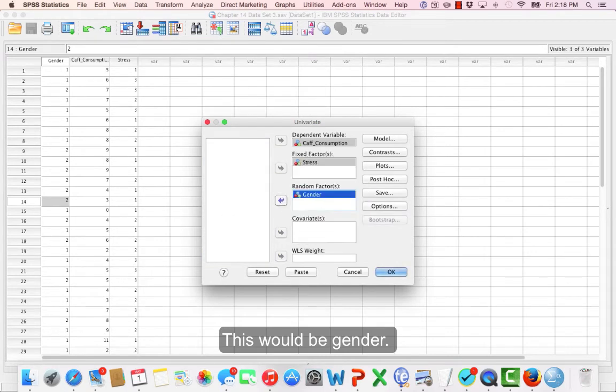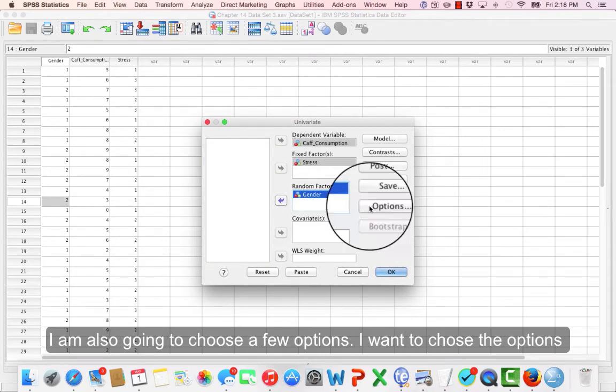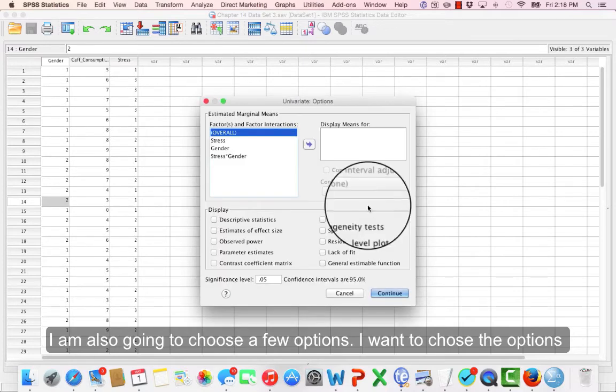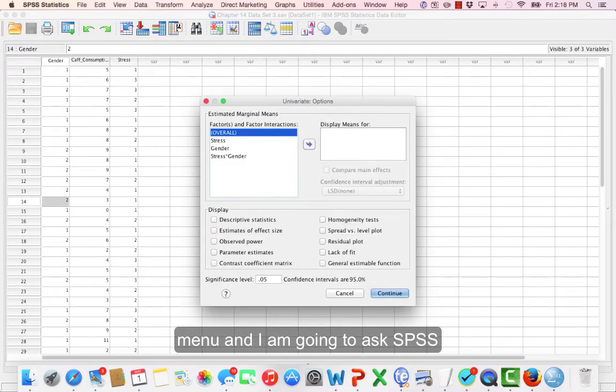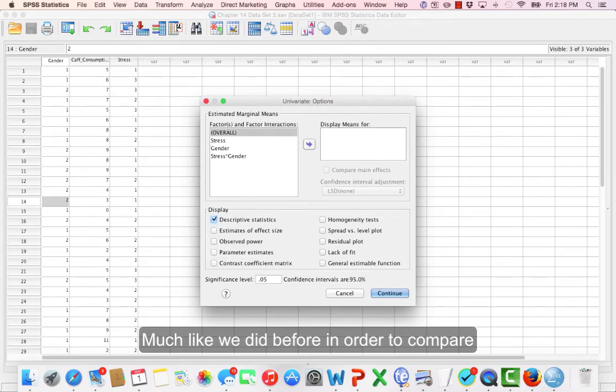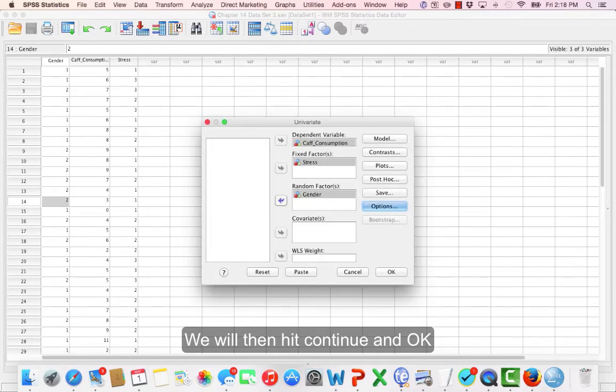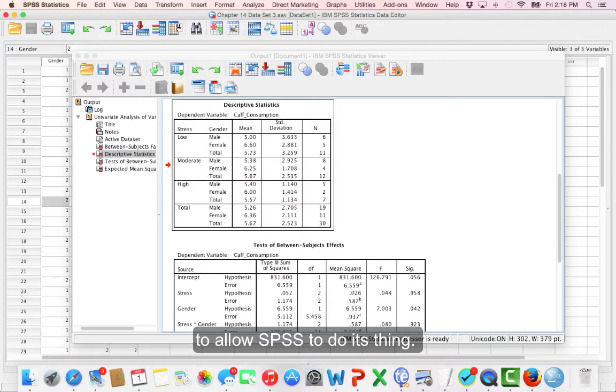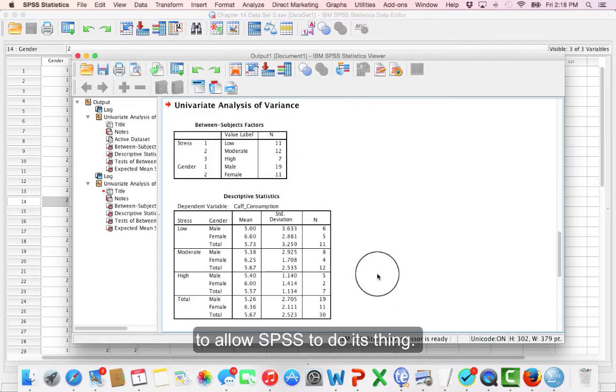I am also going to choose a few options. So I'm going to choose the options menu, and I am going to ask SPSS to create the descriptive statistics, much like we did before, in order to compare the different groups at the end. We will then hit Continue and OK to allow SPSS to do its thing.